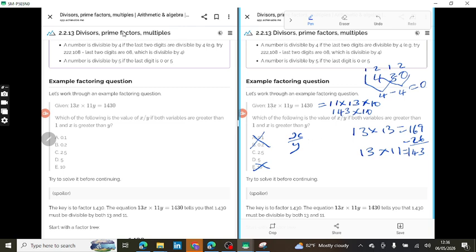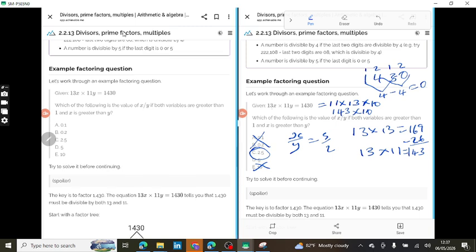5 over 2. 5 over 2. That is 2.5. Okay, so that is 2.5. All right, 2.5. Try solving it. So the answer is 2.5. We got it. So you can have a process you can trust.